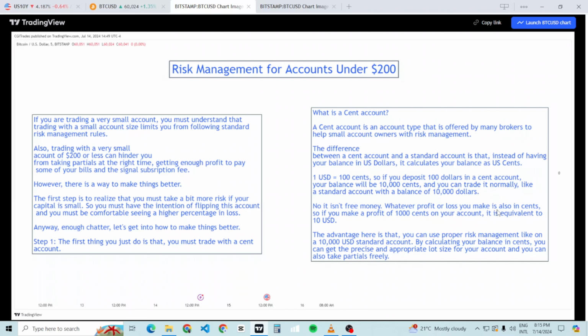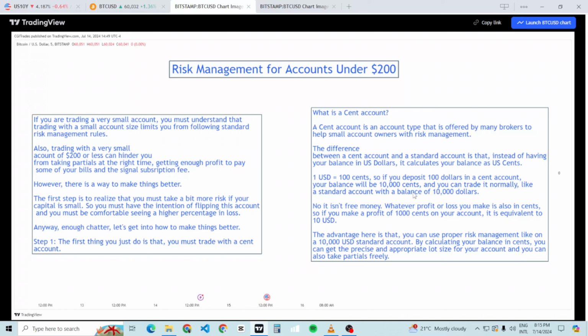Whatever profit or loss you make is also in cents. So if you make a profit of 1,000 cents on your account, this profit is equivalent to 10 USD. The advantage here is that you can use proper risk management like on a $10,000 standard account. By calculating your balance in cents, you can get the precise and appropriate lot size for your account, and you can also take partials freely. Let me demonstrate this for you.